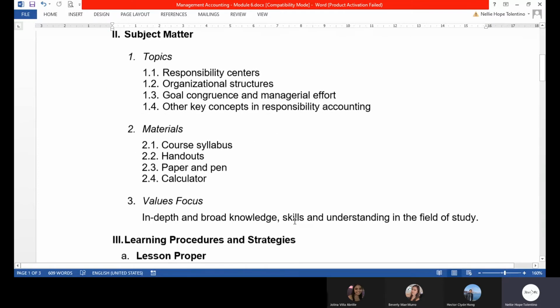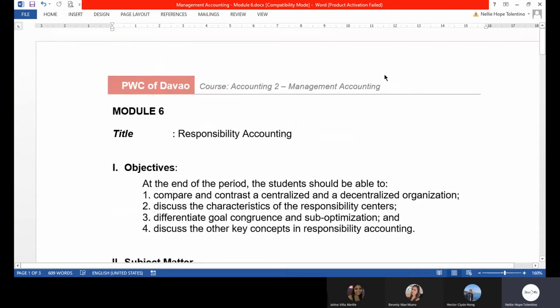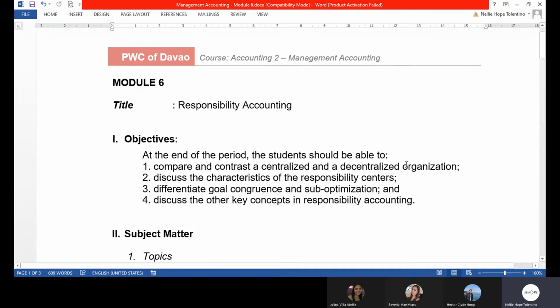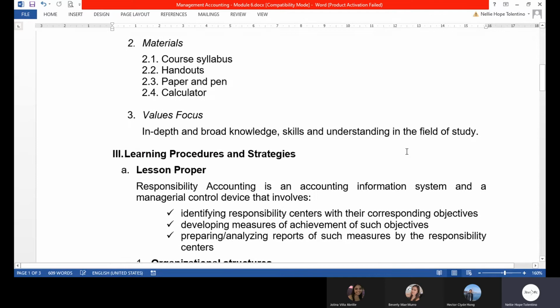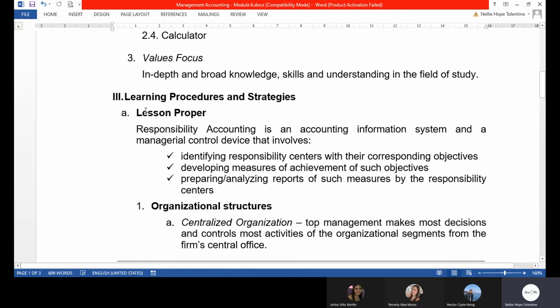So, yan. Kasi itong sinashare ko sa inyo is the actual module that I usually send. Hindi na ako gumawa ng PowerPoint kasi theories lang naman. So, yeah. This is the actual module. So, dito tayo sa lesson proper.